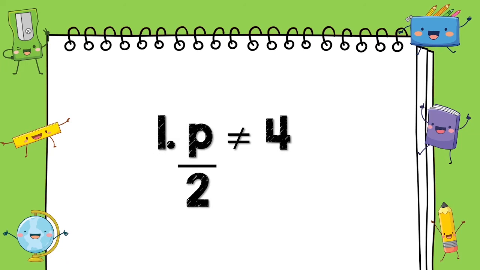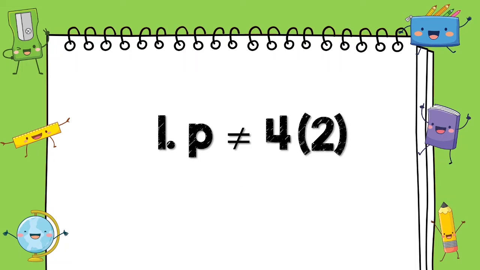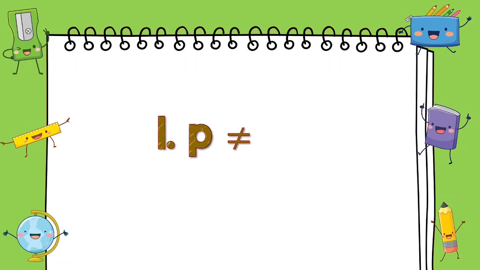The first one, p divided by 2 is not equal to 4. We are going to send 2 a big kick. It becomes multiplication. 4 multiplied by 2 is 8. So p is not equal to 8. p can be any number which is not 8.